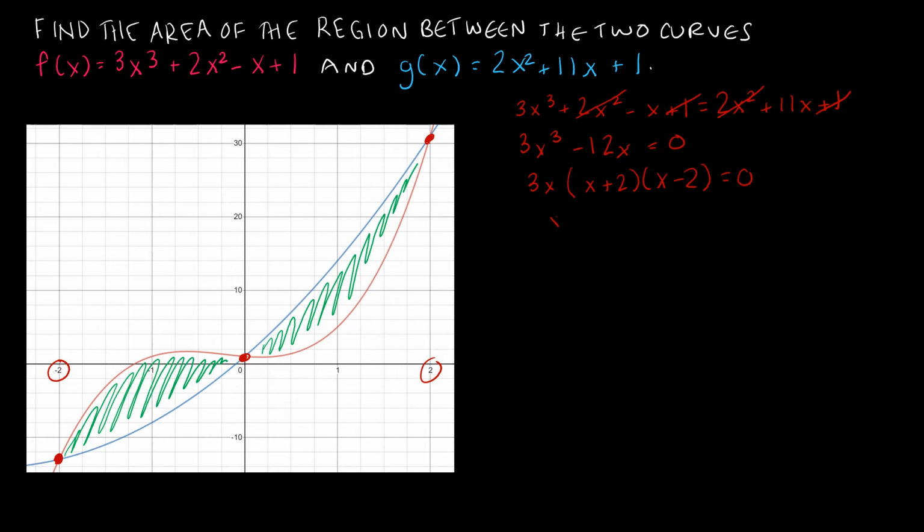By solving for x using the zero product property, 3x set equal to 0 gives me an x value of 0, which I already knew. X plus 2, setting that equal to 0 gives me an x value of -2, again, which I already knew. And then x minus 2, setting that equal to 0, gives me a positive 2, again, which I already knew. But that is how we find those limits of integration.